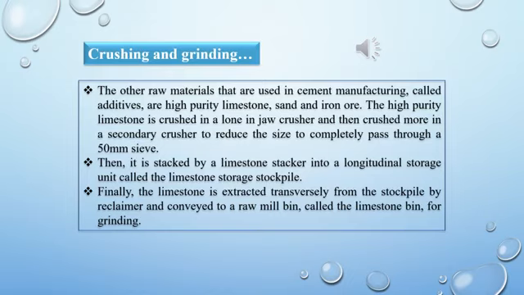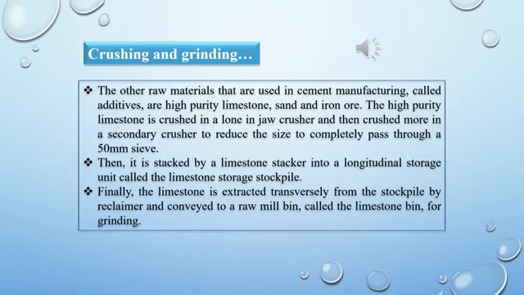Students, in this point, he explained that except clay and limestone, there are some other raw materials which are known as additives, which include high purity limestone, sand and iron ore. The high purity limestone is crushed first of all in a jaw crusher, then it is passed through a secondary crusher, which is known as an impact crusher, to reduce the size of particles of raw material up to 50 mm.